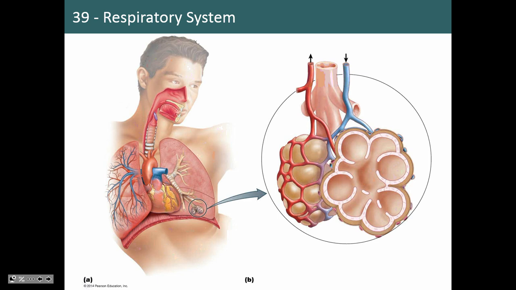So analogous to what we saw in our 2, 3, and 4 chamber hearts in other organisms. But like birds, mammals also have a fairly high oxygen demand. So we have sort of the second most efficient respiratory system.